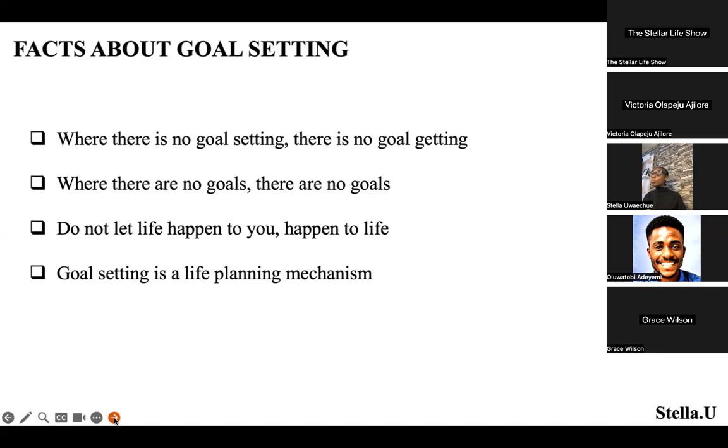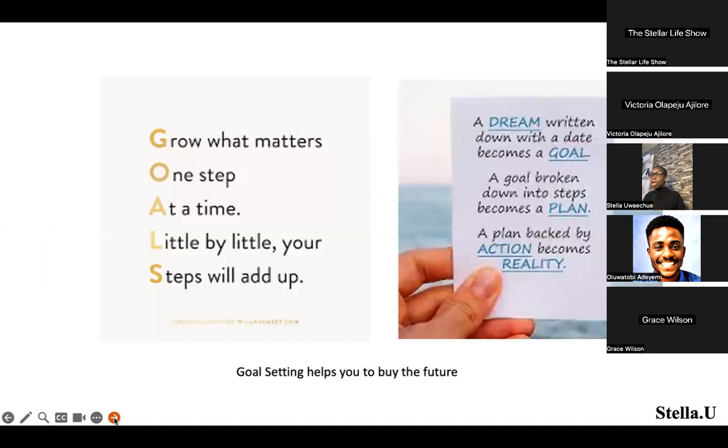And one of the ways you can happen to life is by setting goals. Goal setting is a life planning mechanism. So you cannot say, oh, I'll just live my life the way it is. No, there's no such thing as that. You have to be, like you saw in the definition, strategic, deliberate, intentional, and consistent about the things that you want to achieve.